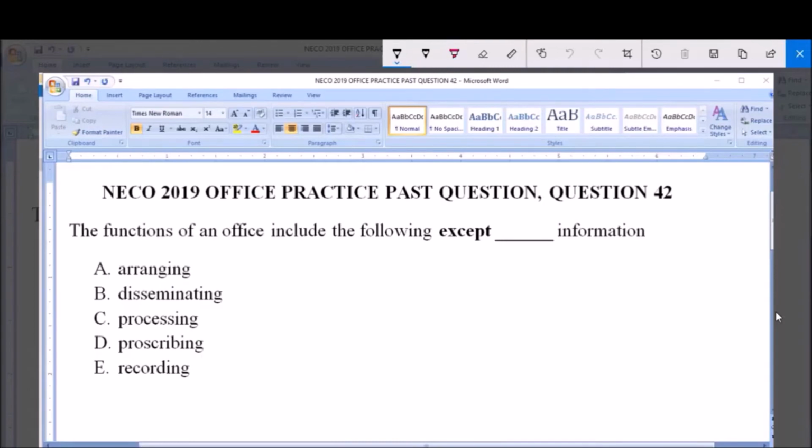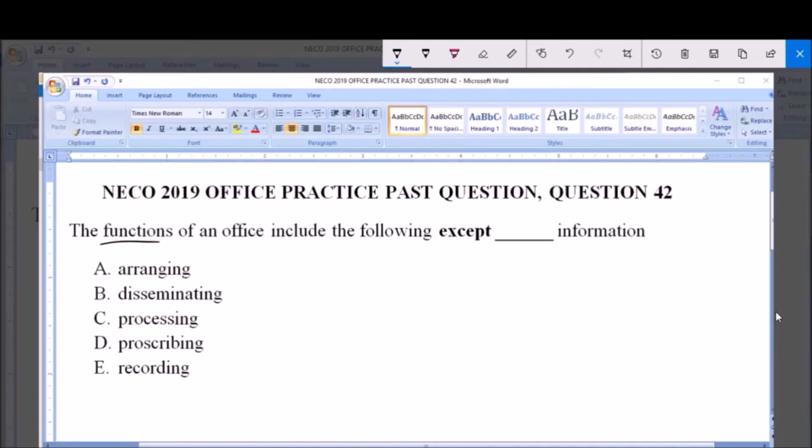I will be answering NECO 2019 Office Practice past question, question 42. The functions of an office include the following except dash information: A. Arranging information, B. Disseminating, C. Processing, D. Proscribing, and E. Recording. So I have to pick an option which is not a function of an office.